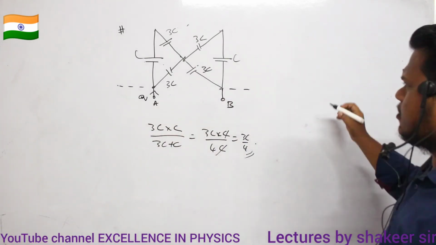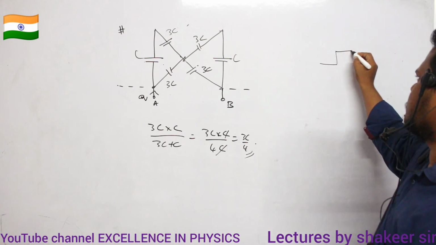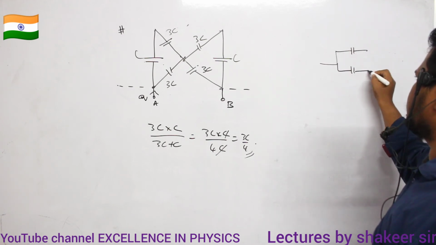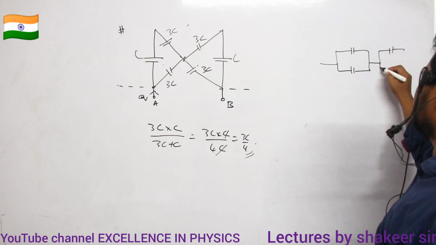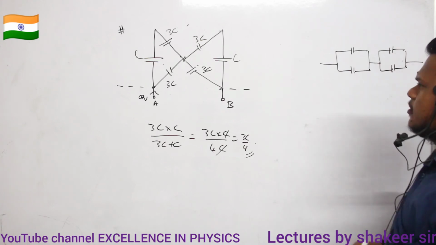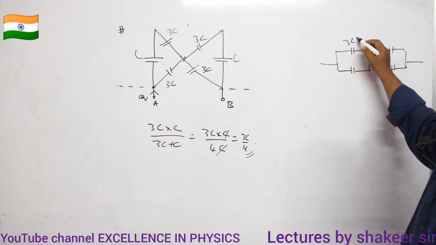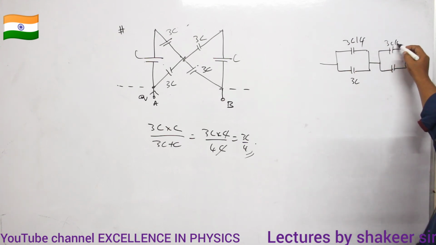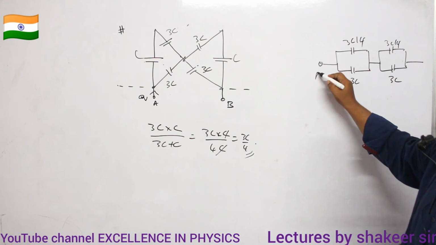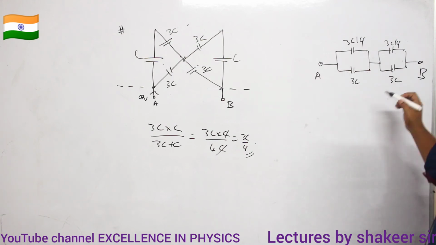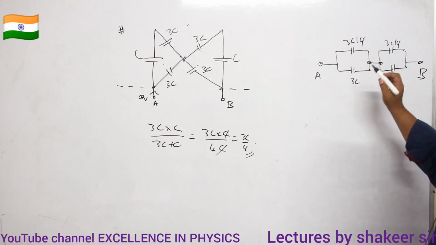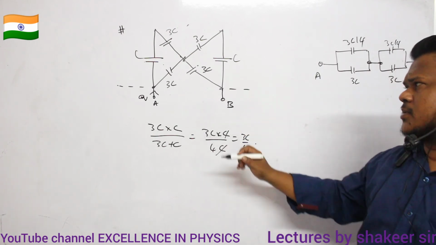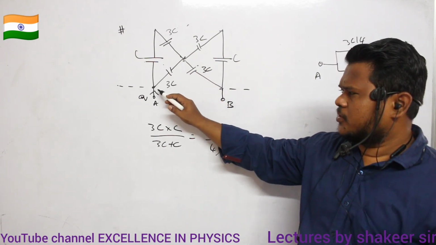So therefore, how can I redraw this circuit? I can just redraw this circuit like this. Clear? So this is 3C divided by 4 and this is 3C, this is 3C divided by 4 and this is 3C. So this is point A and this is point B. These two points are at the same potential, I have just separated them. Are you able to understand?